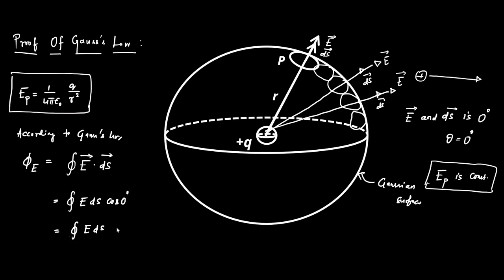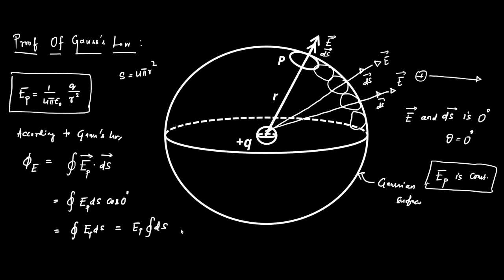So as it is constant, it will be equal to E, or it will be appropriate to write EP here. EP closed surface integral of ds. Now the entire surface area of this sphere, the curved surface area of the sphere, is equal to 4 pi r square.